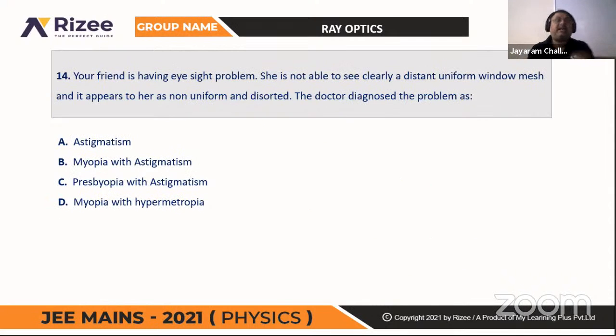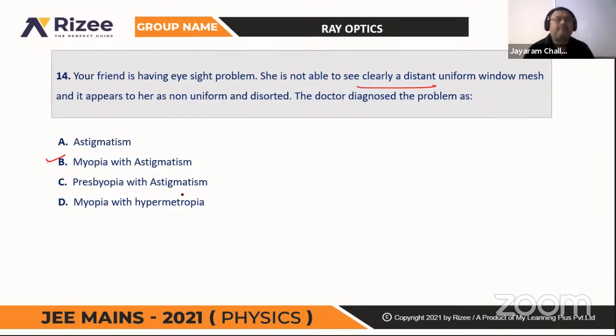Now your friend is having an eyesight problem. Here it's a real problem. She is not able to see distant objects clearly. If we cannot see the distant object, it should be myopia. A uniform window mesh appears to her as a non-uniform distortion. So distortion means it should be astigmatism. The doctor has diagnosed the problem as myopia and astigmatism.